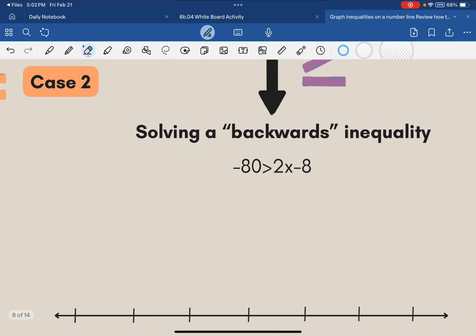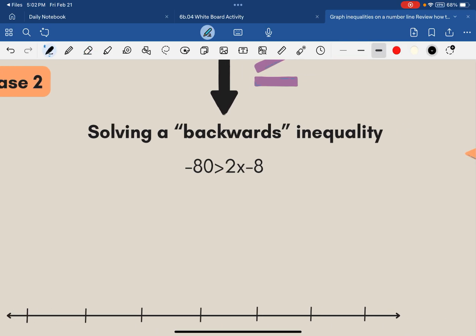Let's do one where it looks backwards. I picked the same inequality because I want to show you more of when to flip stuff. So it's the same inequality, I just put the negative 80 first. And this is what we're teaching the kids to do.